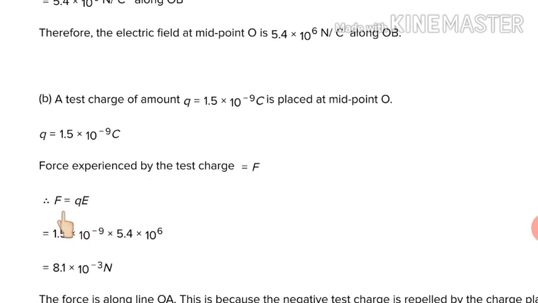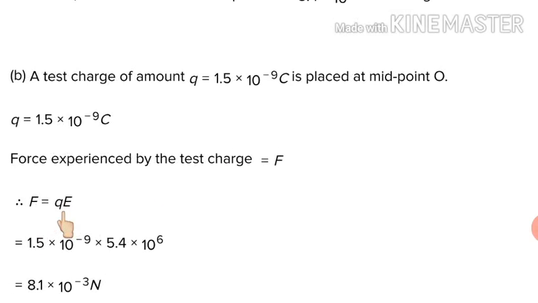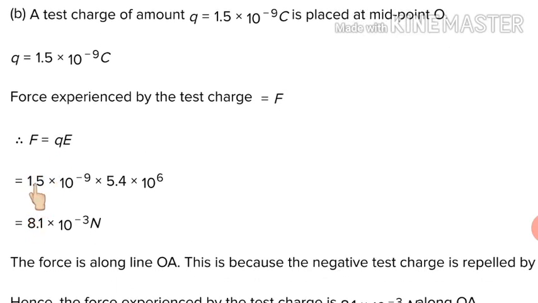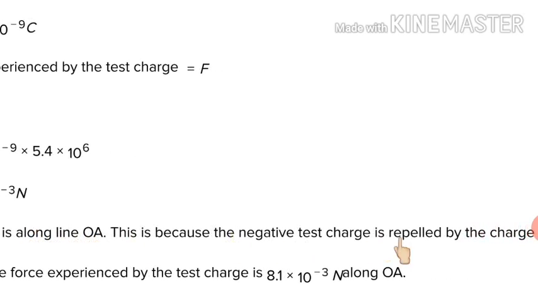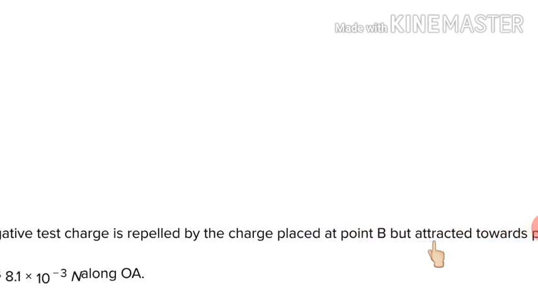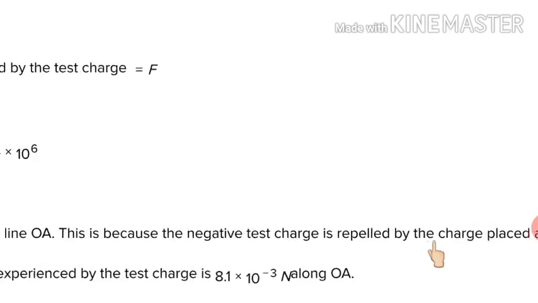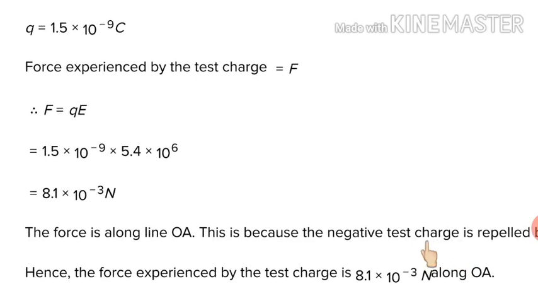So by using this formula, F is equal to Q into E, we can easily calculate the force experienced by the negative charge. So finally, in place of Q, we have written 1.5 into 10 to the power minus 9, and in place of E, we have written this. When you calculate it, the force experienced by this negative charge will be 8.1 into 10 to the power minus 3 Newton, and it will be along OA. Because it is the negative test charge, it will be repelled by the charge placed at point B, but it will be attracted towards point A. Hence the force experienced by the test charge is along OA.